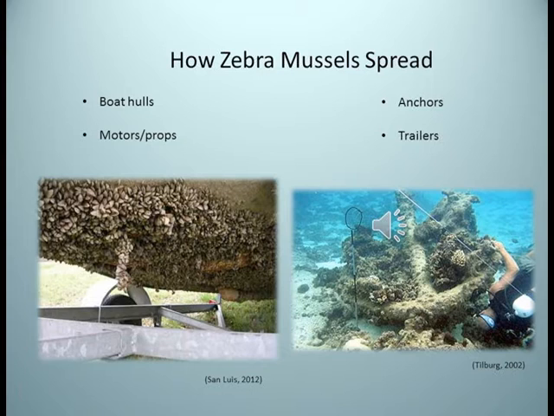The main way they spread once here is by attaching themselves to recreational boats, on the hulls, anchors, anchor chains, motors, in the bait buckets, and even on the boat trailers themselves. Basically anything that contacts the water could possibly have contact with the zebra mussels, which are then transported from lake to lake throughout the boating season.